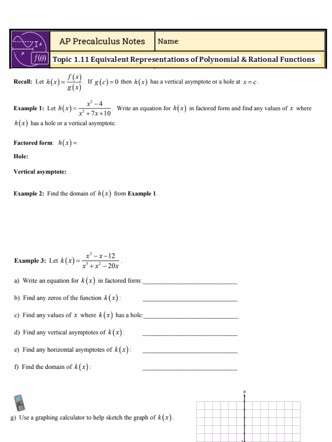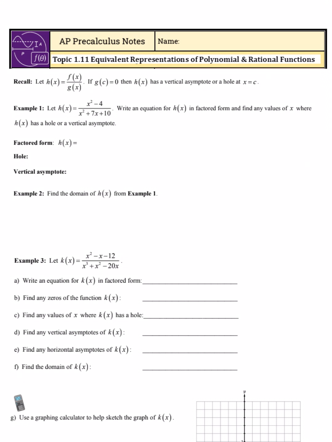As we get started, remember that h of x defined by some function f of x over g of x, the quotient of f and g, is a rational function. If g of c is 0, then h of x has a vertical asymptote or possibly a hole at x equals c. So we want to take our first example and practice finding holes, vertical asymptotes, and use that to be able to talk about the domain of the example.